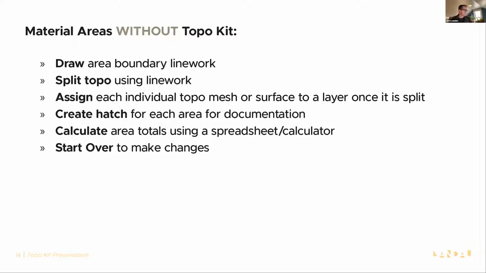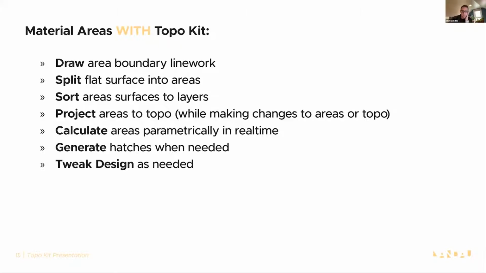So without it, you're splitting, you're assigning layers. You have to create a hatch from scratch after the fact. You have to calculate totals of areas on your own. And to make changes, you basically have to start over. With Topo Kit, we have this whole areas system that allows you to have your area line work, your boundary work, which is typically how people work in CAD. They just say, okay, one line is going to define the boundary between two things.